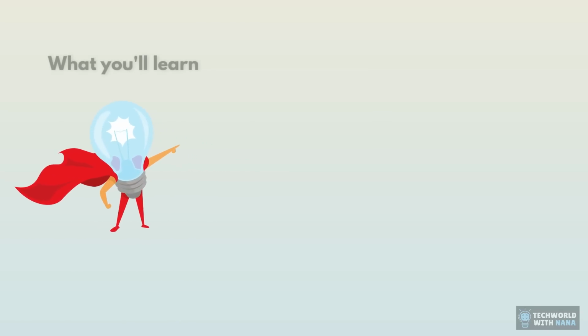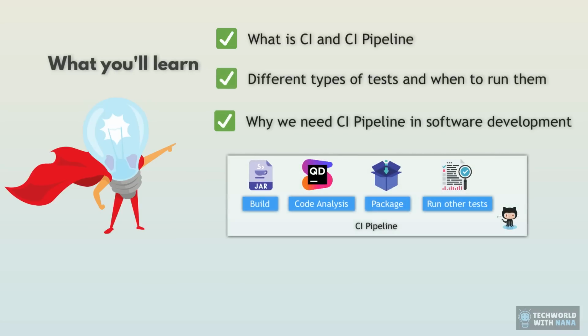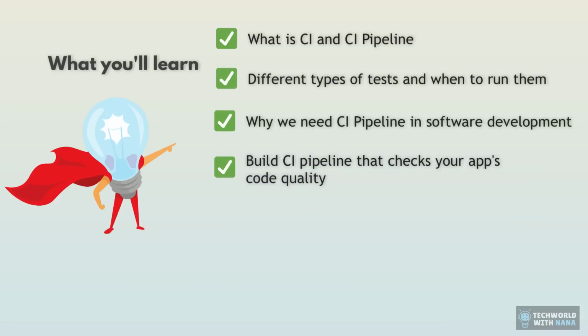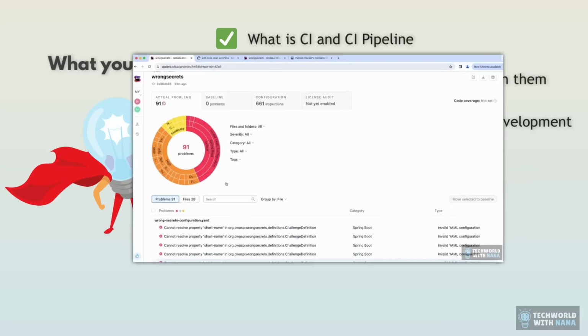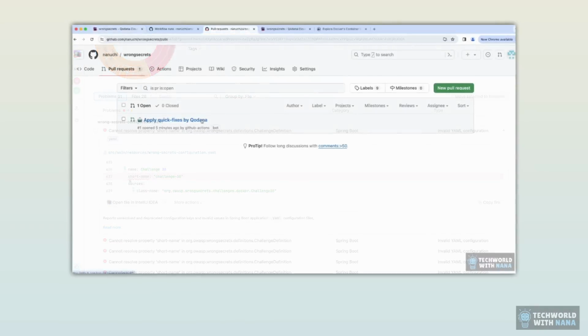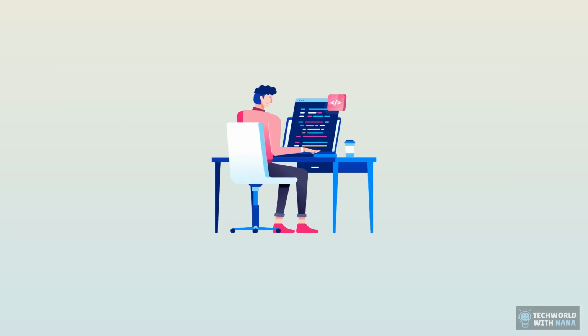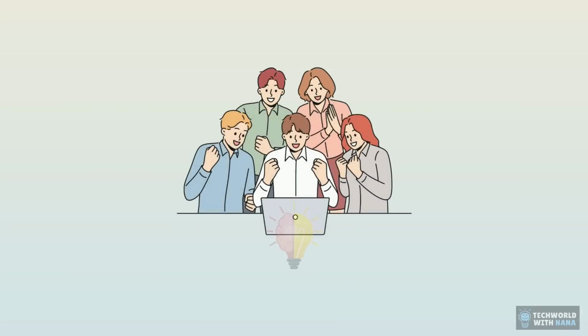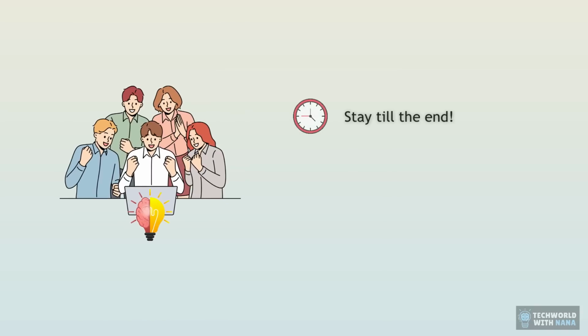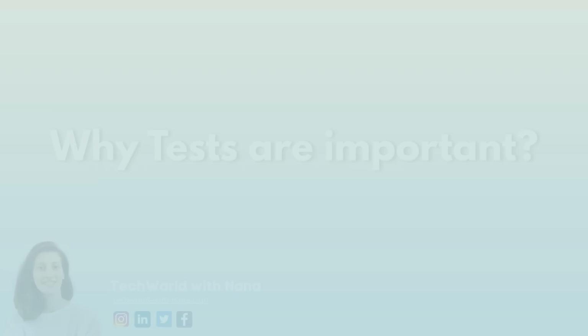In this video, we're going to learn exactly why we need a CI pipeline in a software development process and how to build one that automatically checks your application code quality and automatically suggests fixes for any issues that it discovers in your code. And if you're a software developer, this knowledge is going to be absolutely valuable and useful in your engineering job. So make sure to stay till the end and work through the entire demo. And with that, let's get right in.